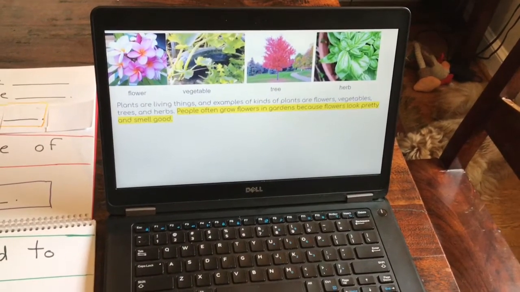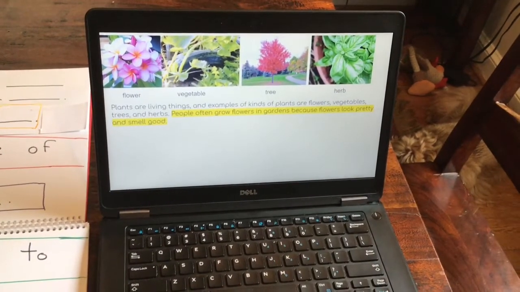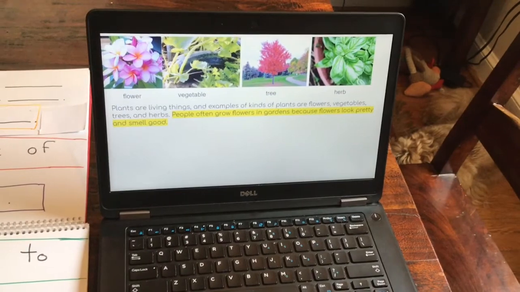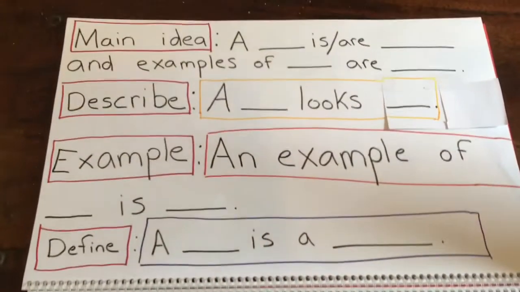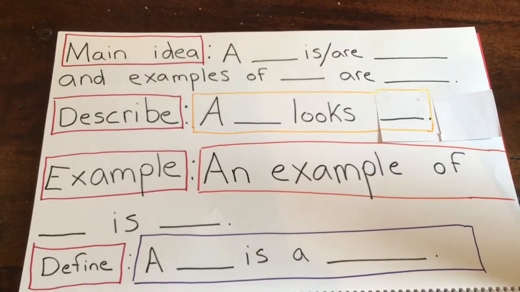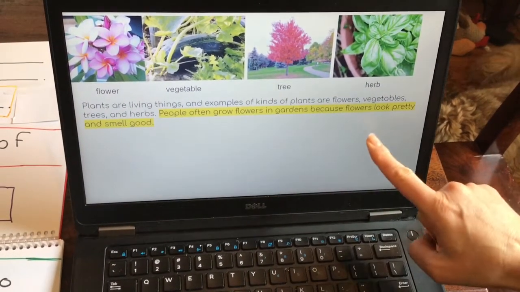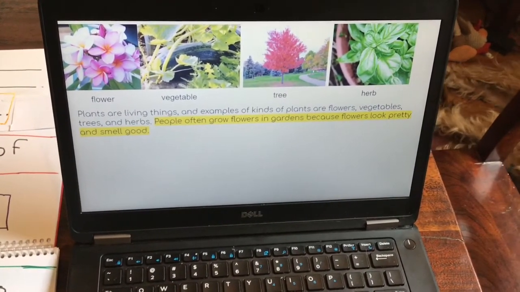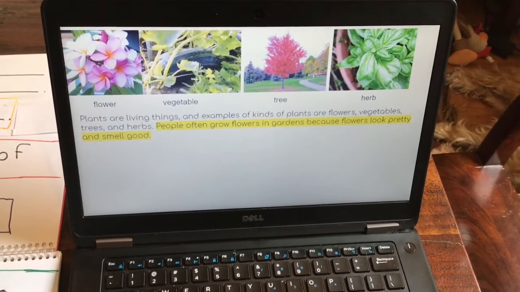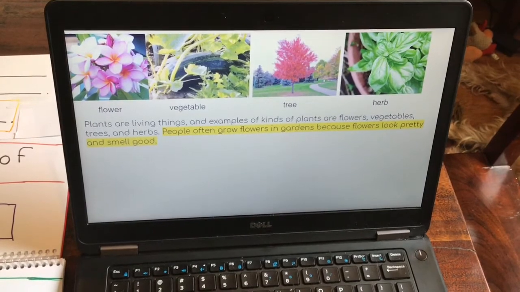So I listed flowers first, so I wrote about flowers first. Notice that I have highlighted this yellow because I used the sentence frame for describe, a looks. So if we look at my sentence here, it says, people often grow flowers in gardens because, and here's where I use the frame, flowers look pretty and smell good. And since I was thinking about flowers, I decided to add a little more description about how they smell. I didn't just talk about how they look.